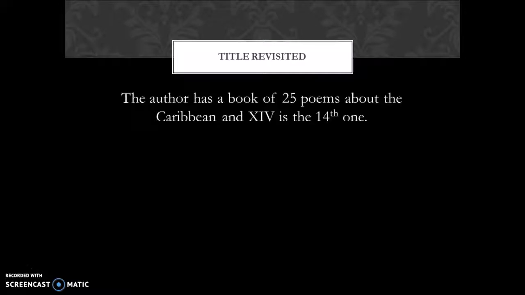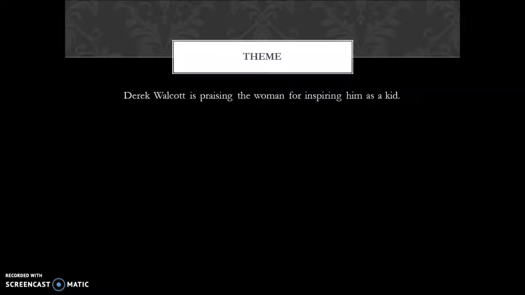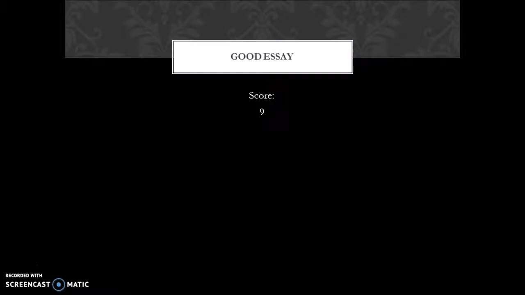Yeah, no, it tells you absolutely nothing about the title. Thankfully the internet is a thing, so after some quick research I found out this guy Derek has a book of 25 poems, and this is probably the 14th one in the set. So the theme: he is most likely describing how an old woman just like this one inspired him as a kid, and he's praising the woman by creating the poem as well as to show innocence and freedom of childhood. Now on to the essay.